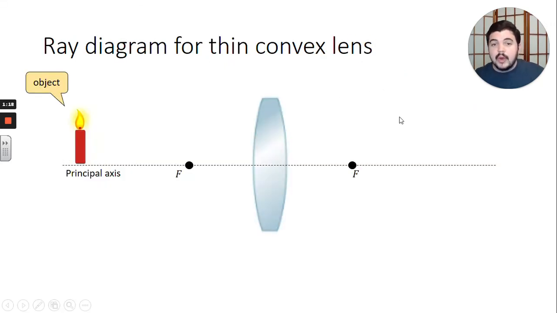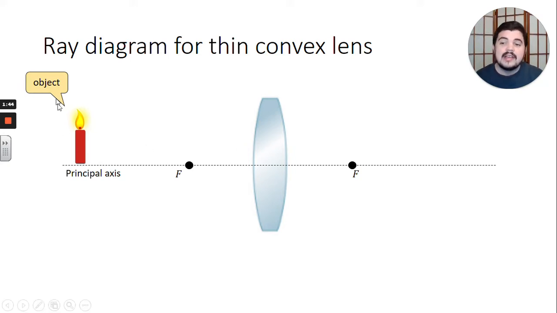All right, ray diagrams for convex lenses. Very similar to ray diagrams for spherical mirrors. Some subtle differences that are worth knowing. The most obvious difference, and you can already see it on the screen, is that unlike spherical mirrors, which only have one focal point, lenses have two focal points. And that's because light can pass through in either direction through a lens. So you get a focal point on both sides of your lens.